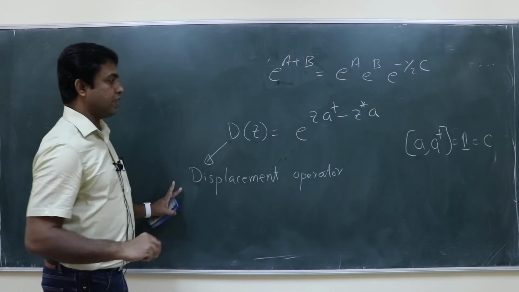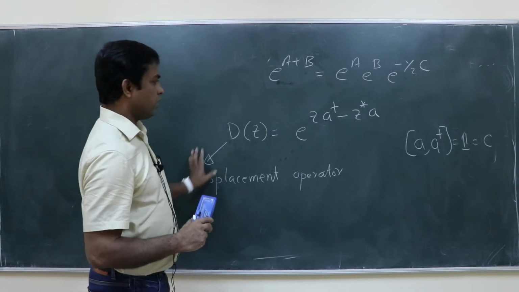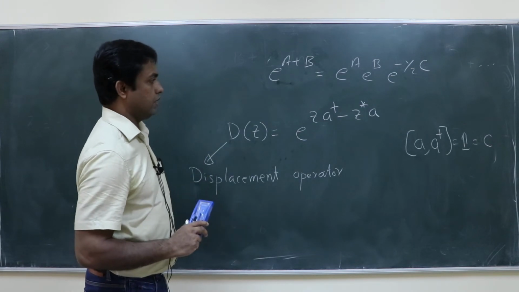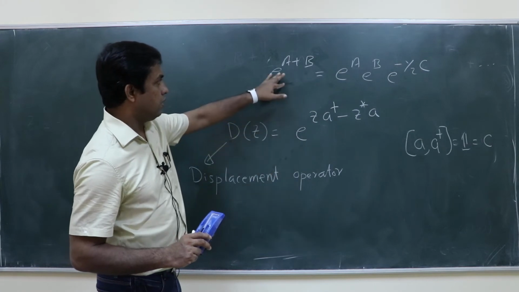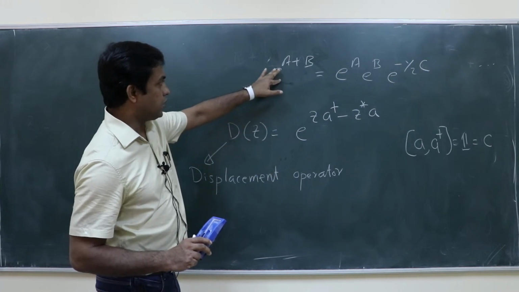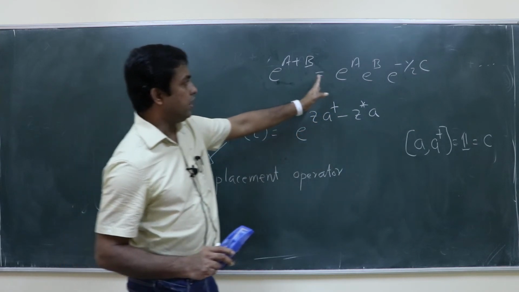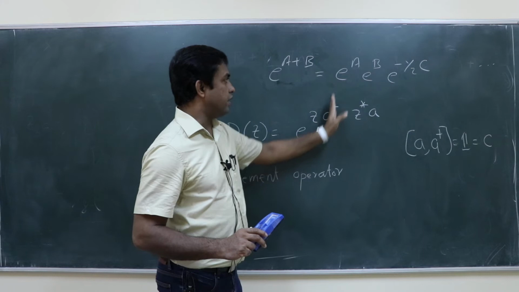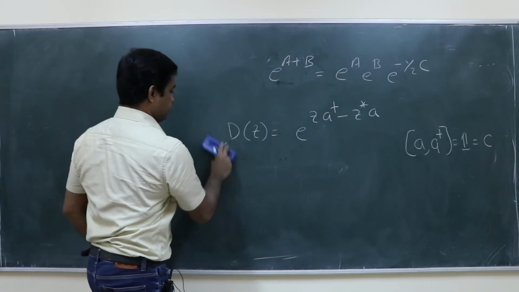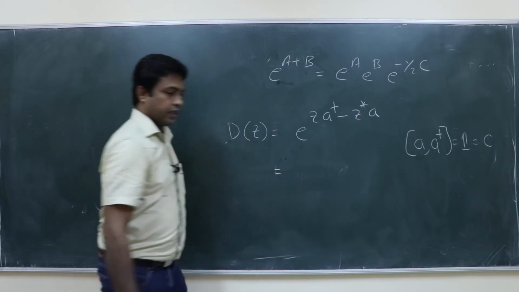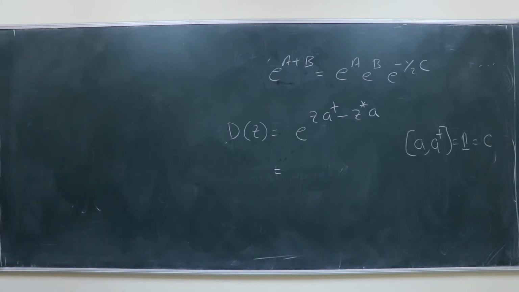So how this is a displacement operator, you may learn later on. Right now, consider this as an operator. Please give me the expansion of e power (Z A dagger minus Z star A), as e power A into e power B into that term. Can you give me what this is equal to? Just take 1 minute and find out what it is equal to.